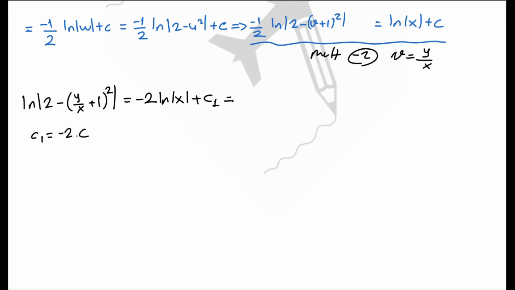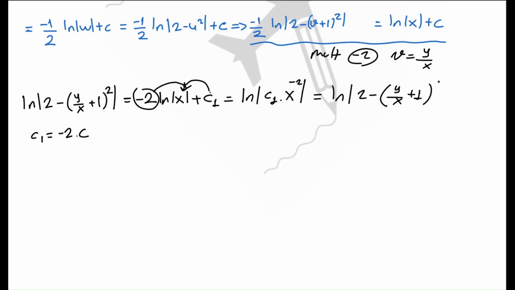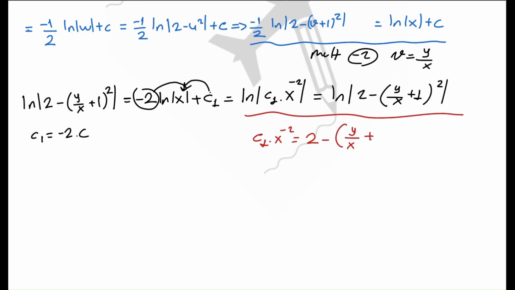After that, we move this term to here and this term to here. What we have? ln of c1 times x to the minus 2, and it is equal to, we know that this term, ln of 2 minus (y over x plus 1) squared. So we can say that c1 times x to the minus 2 is equal to 2 minus (y over x plus 1) squared. Yeah, we get that form.